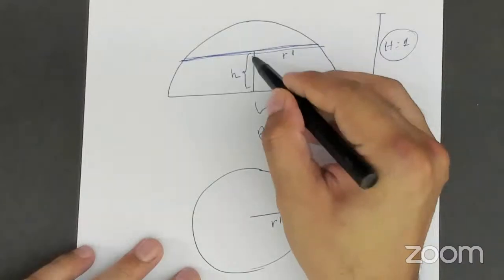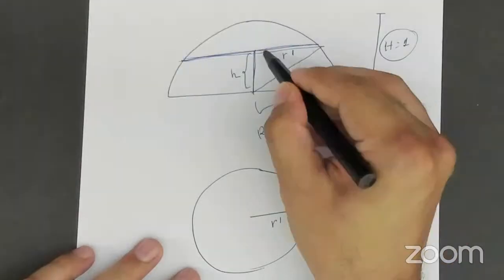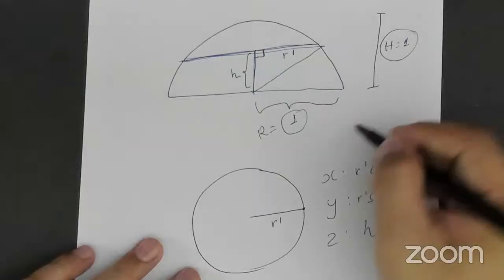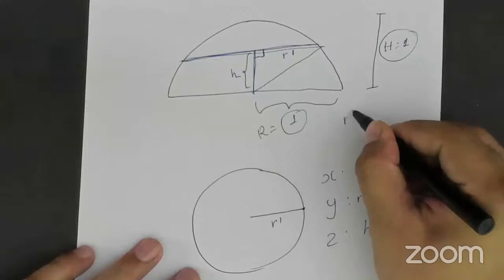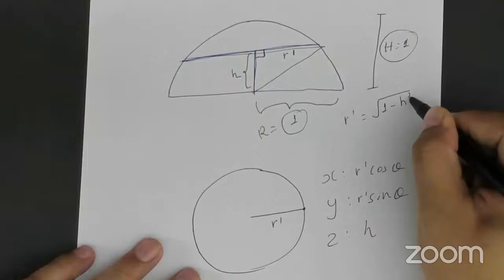So if you look at this right triangle, now can you tell me what will be the r prime? What would be the radius of this circle? It will be, the radius r prime would be 1 minus h square, which is its height, isn't it? Quadratically, it will change.